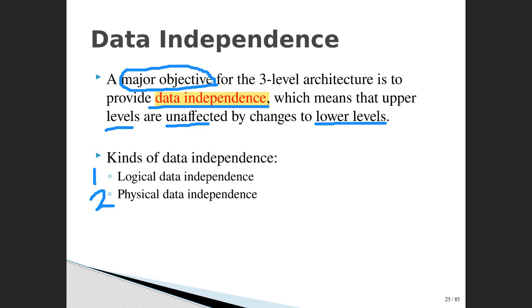Why do we need to have three levels? Because we don't need any upper level to be affected by any change in the lower level. Lower levels will be physical, and the conceptual will be logical. So this is between the conceptual and internal levels. So let's talk about them.